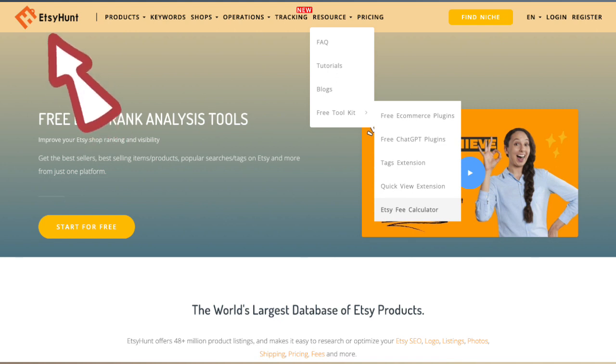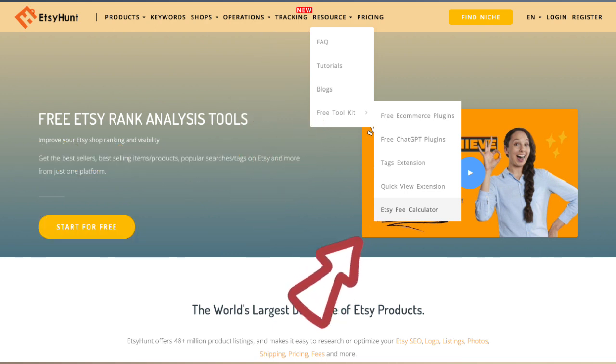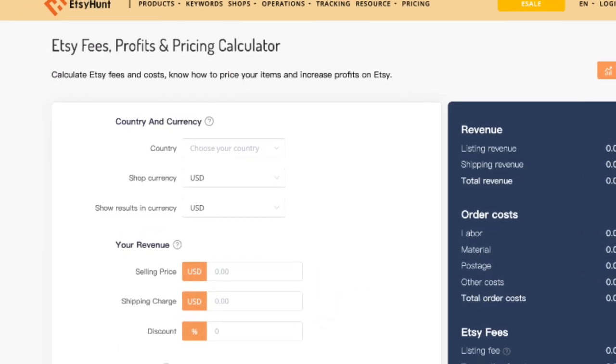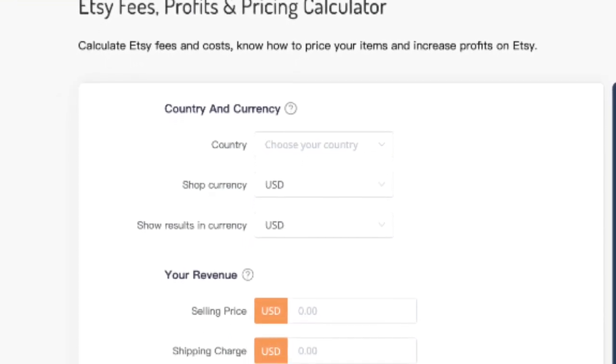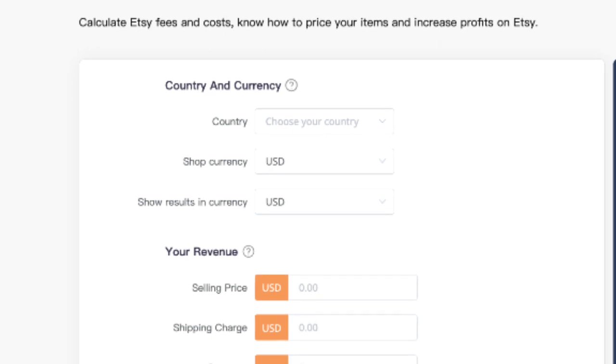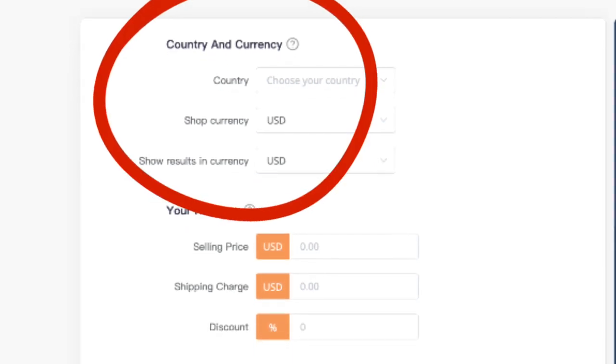To use the EtsyHunt Fee Calculator, you can visit EtsyHunt and click on the top menu choice, Etsy Fee Calculator. On the left part of the Etsy Fee Calculator webpage, you will see the parameters that sellers enter to see the results regarding fees and profit. It consists of 4 categories.